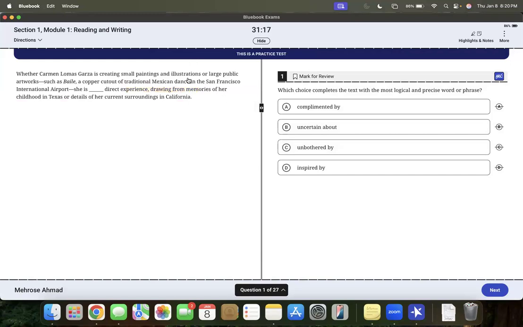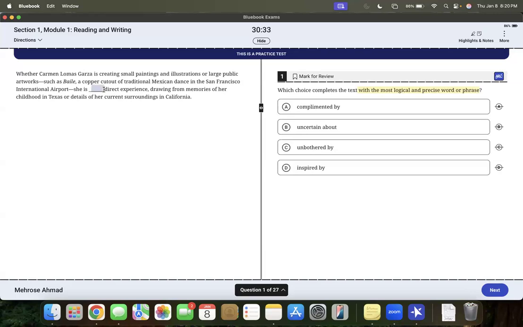So now let's go through a few practice questions together. Which choice completes the text with the most logical and precise word or phrase? Okay, so now I answer it. Whether Carmen Lomas Garza is creating small painting illustrations or large public artworks, such as Baile, a copper cutout of a traditional Mexican dance, she is blank, direct experience, drawing from memories of her childhood in Texas or details of her current surroundings. Okay, so what is the best answer? What I recommend, especially for English language arts or the reading and writing section, is process of elimination.